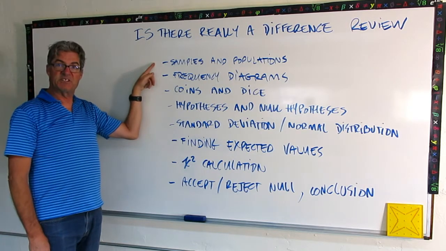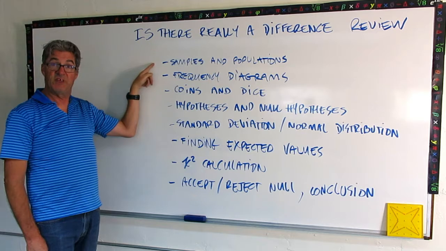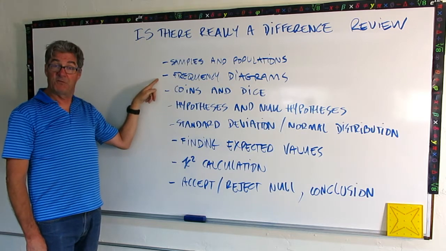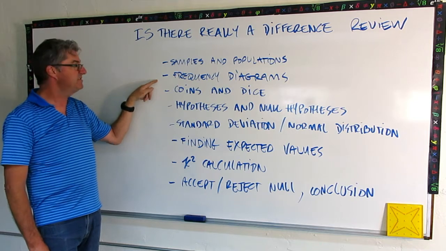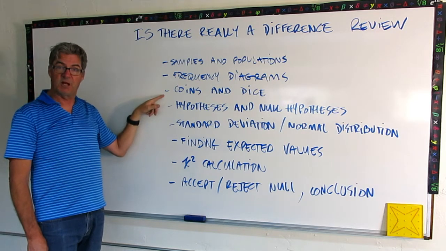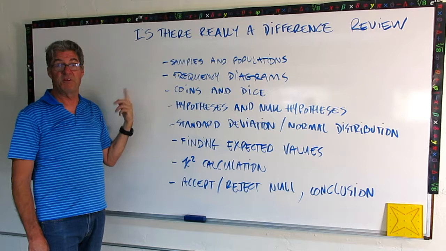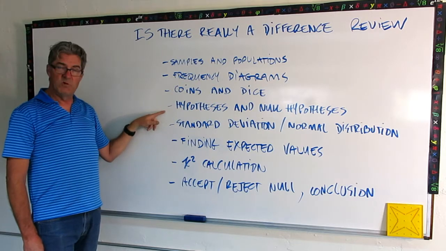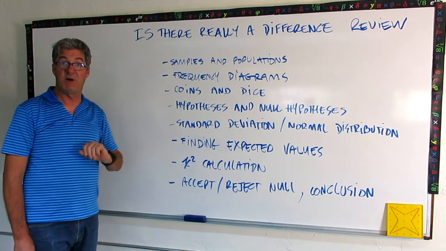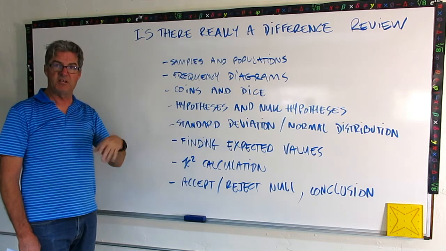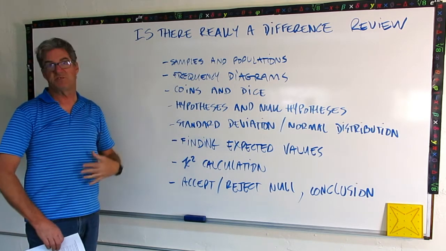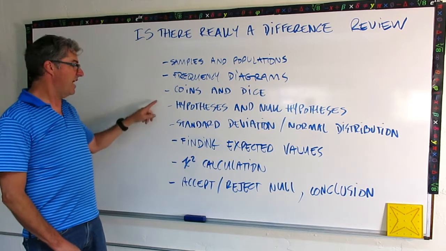We started off by talking about samples and populations and how to do that well. We did a few frequency diagrams along the way, and we used those a little bit later with coins. We did a bunch of different problems with coins and dice, so you need to be familiar with those. We moved on to working out how to formulate hypotheses and null hypotheses, and we did that 2 ways. We had a user-friendly hypothesis, and then we used the special language that we developed in class for that.